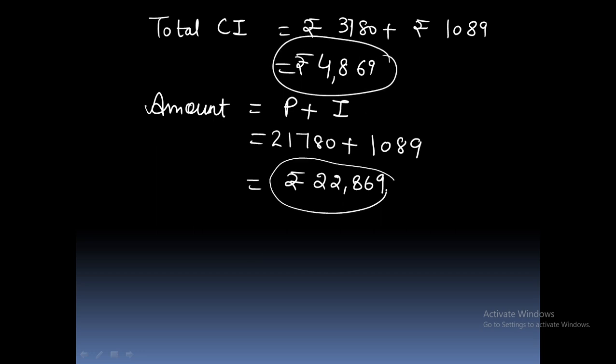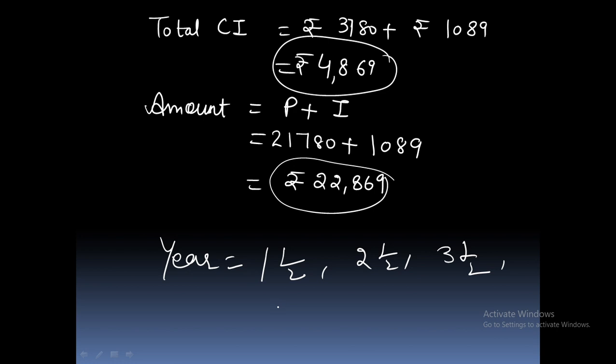This is the method when the year is given in this format: 1.5, 2.5, 3.5, or you can say mixed form, a mixed fraction is given, then we will use this method.